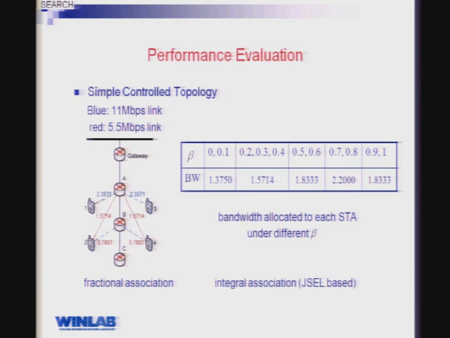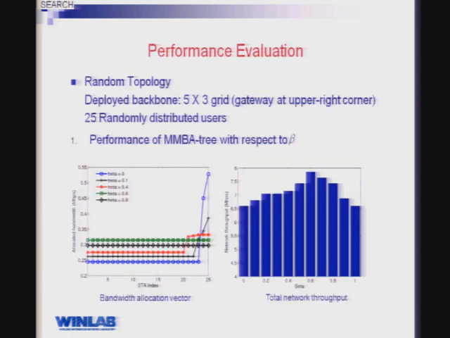So we can observe the different bandwidth allocation vectors under different tree topologies here. Did you get other examples where somehow beta should be 0.4? So is it a topology dependent answer? Yes, you can see this in this one.